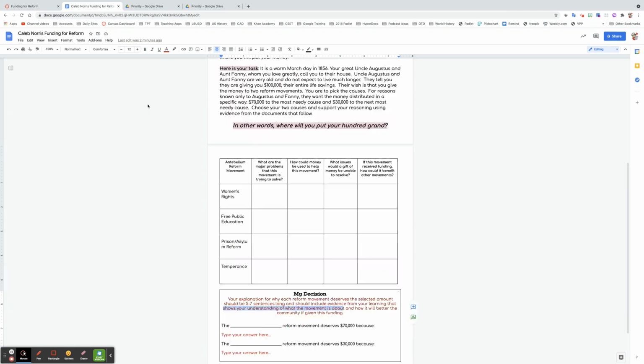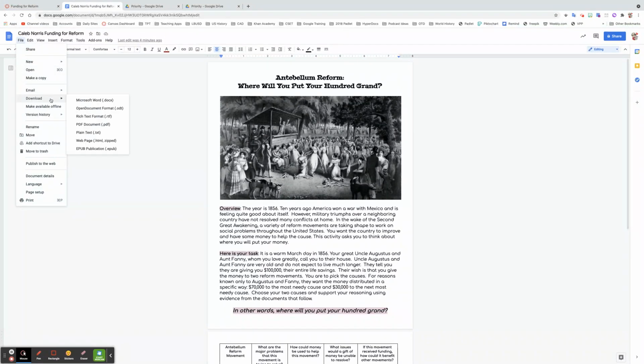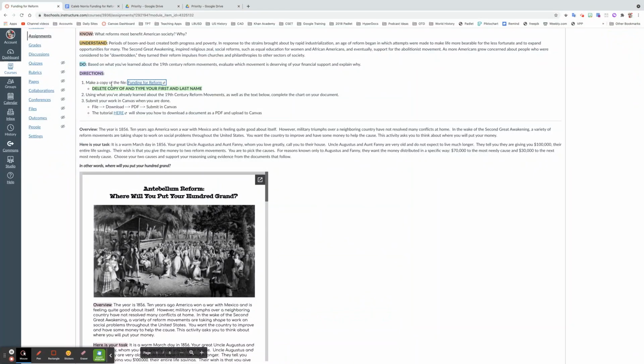Okay, so once you are done with this assignment, then you're going to go ahead and go to File, Download as a PDF, and then this will be the document that you upload into Canvas using the file upload.